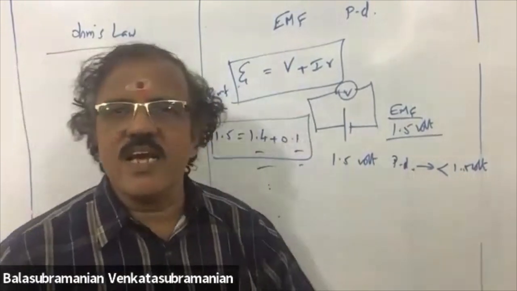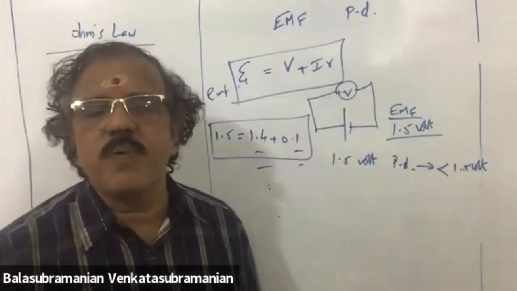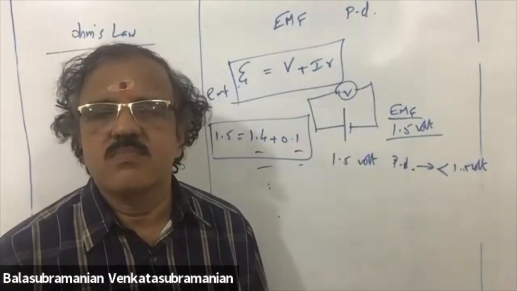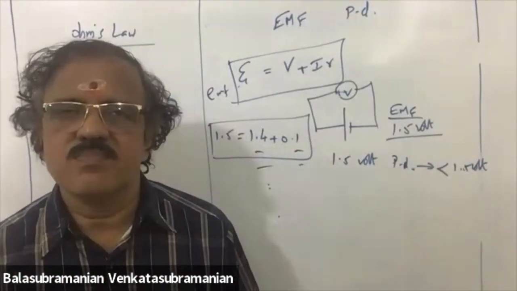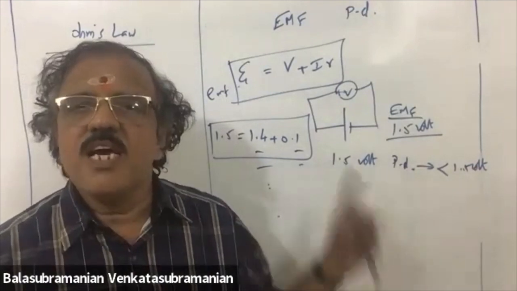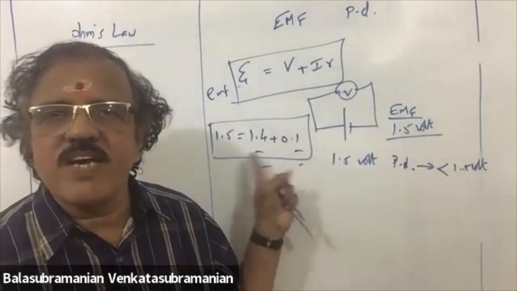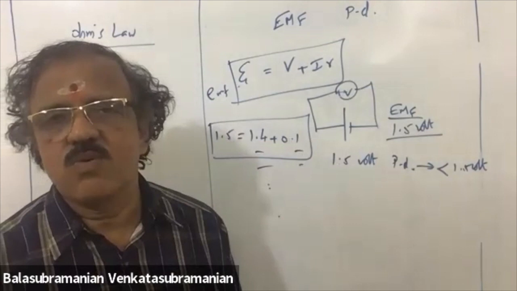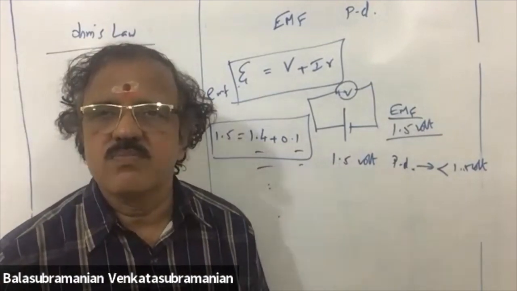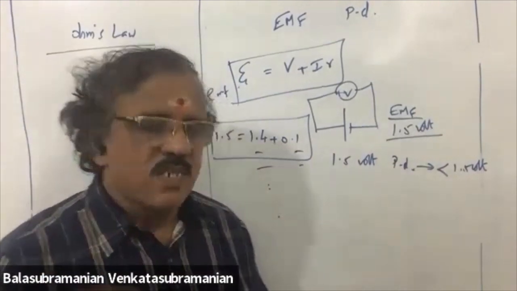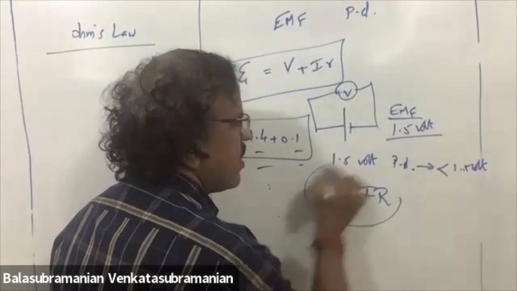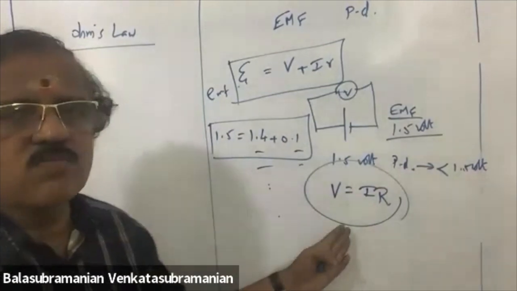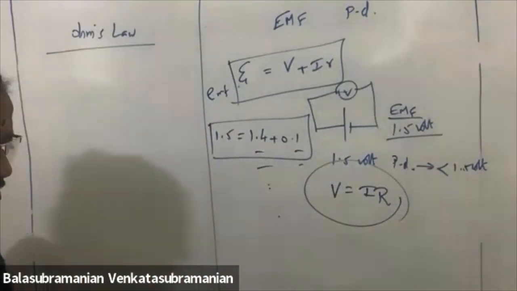EMF of the cell exists even if the circuit is open. But the circuit should be closed for the potential difference to appear. EMF is independent of the external resistance you are connecting, but potential difference depends upon the external resistance. So this is what we are going to write. This is only Ohm's law. We are going to see.